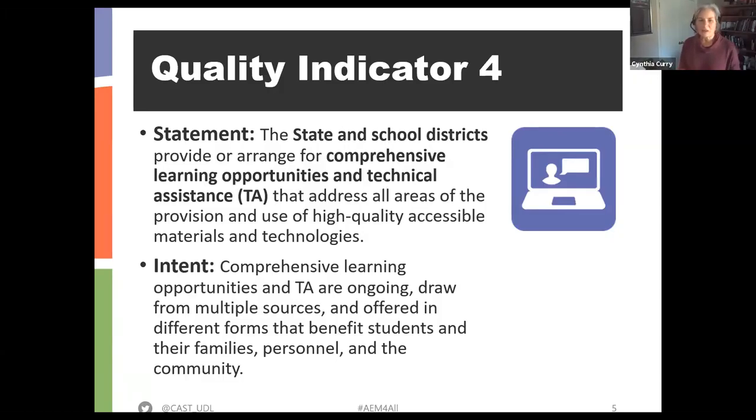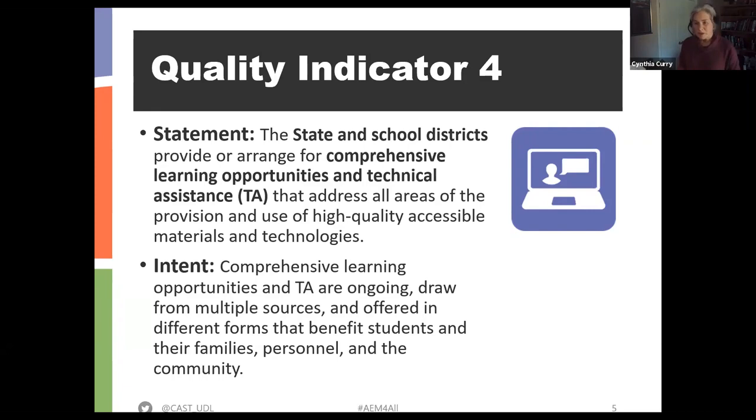So really there's an opportunity in just about every context when it comes to professional learning, training and technical assistance to include accessibility. The intent here is that these trainings, the technical assistance, the professional development is ongoing. So there's not a starting and an end point when it comes to supporting the continuous provision of accessible materials and technologies for students, but it's continuous and it's a part of all of the trainings, all professional learning.